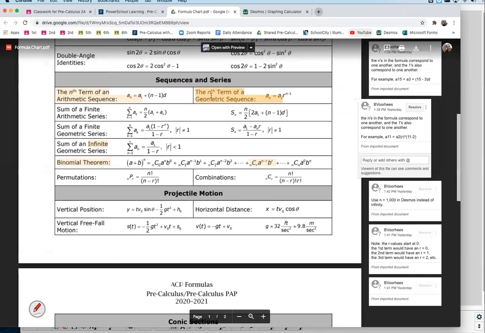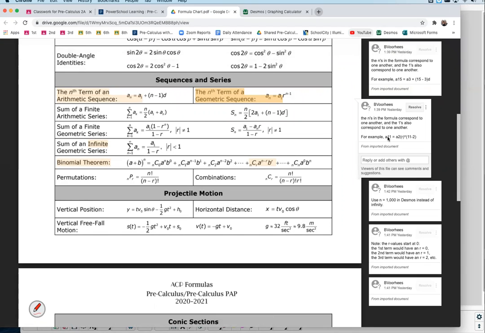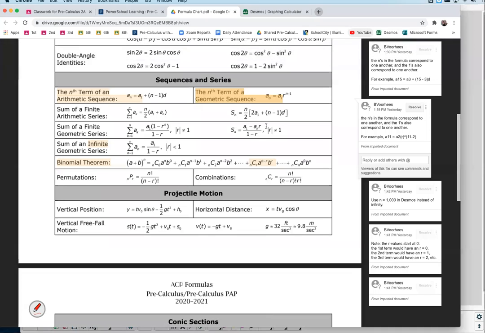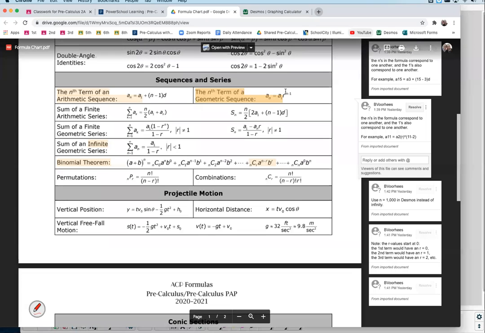So for geometric, if you click on that, it'll not only show you the formula, it'll tell you that the n's correspond to one another and the 1s also correspond to one another. I gave you an example. If you had a11 equals a2, so I'm not given the an nor a1, but rather a11 and a2, your power would become 11 minus 2. So I just gave you some notes here to help you out. But that's the formula we're going to use right here.